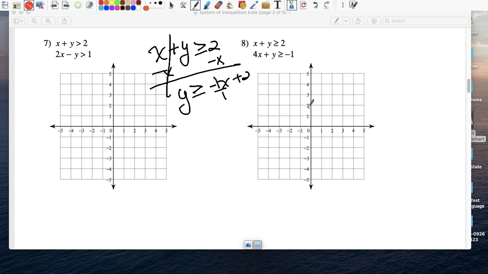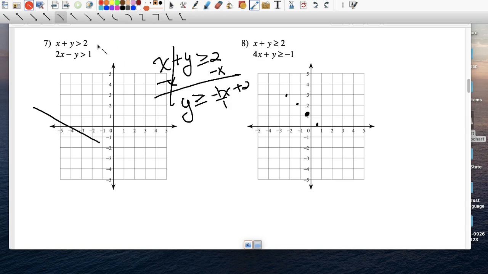So y-intercept is 2, right here. The slope is negative, so we know it's going to go down like this. So 1 up, 1 to the left, or 1 to the right, 1 down, whichever way. This one is going to be a solid line. Ah, shoot. Get black. Solid line. There we go.